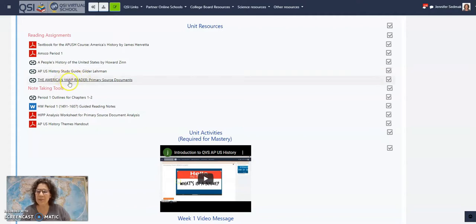Here's another great resource. It's called the American Yawp Reader, filled with lots of primary source documents that you can access, and it's broken down by time period here. We'll be going to that from time to time too.